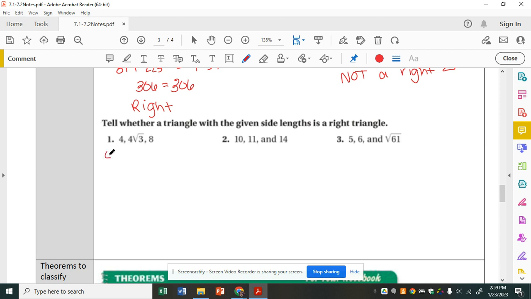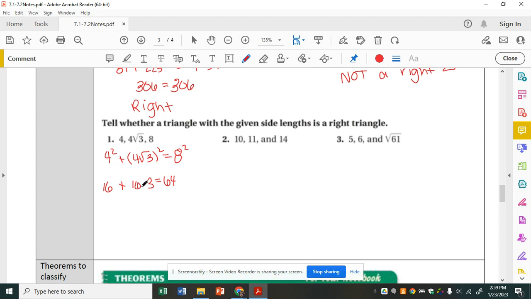But this is going to be your medium length side. So I would set this up as 4 squared plus 4 square roots of 3 squared equals my longest side, 8 squared. 4 squared is going to give me 16, 4 times 4 is 16. And I'm going to cancel out the radical with the exponent and multiply it by just the number that was underneath the radical. So 16 times 3, and then 8 squared gives me 64.